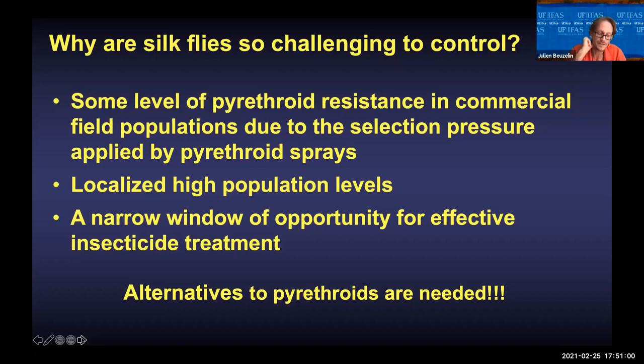Also, there is the simple fact that an adult fly, ready to lay eggs, can still get in a field and lay an egg there before being killed by an insecticide. And there's just a narrow window of opportunity for effective insecticide treatment. And so sealed flies are simply put tough to manage, especially with insecticides that have very low residual or target only the adults. So we need alternatives to pyrethroids.